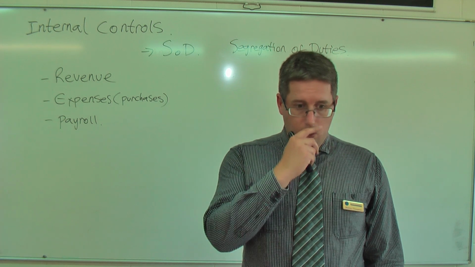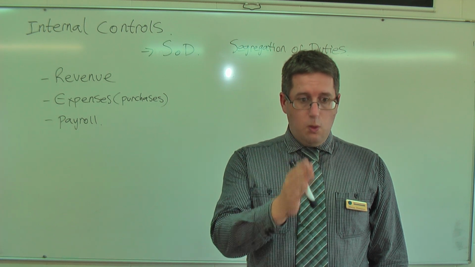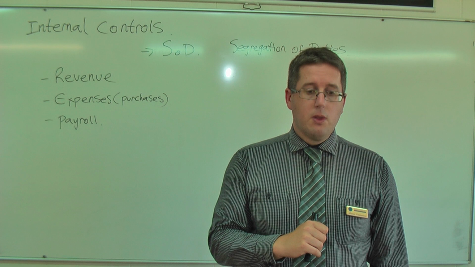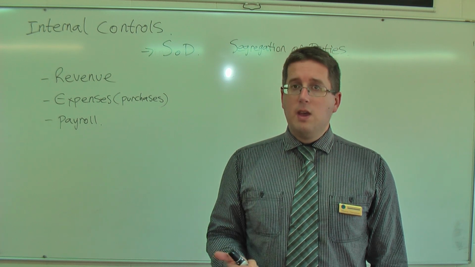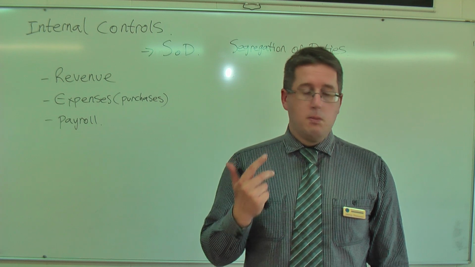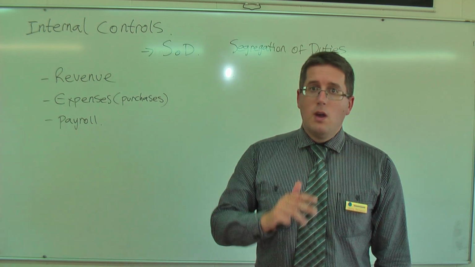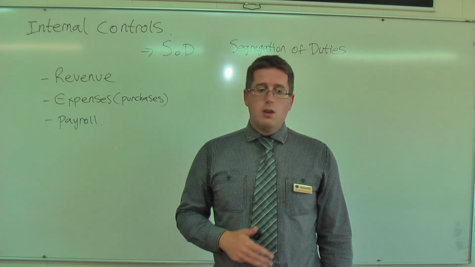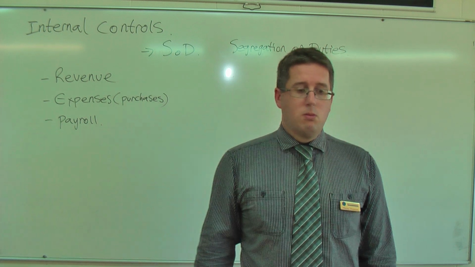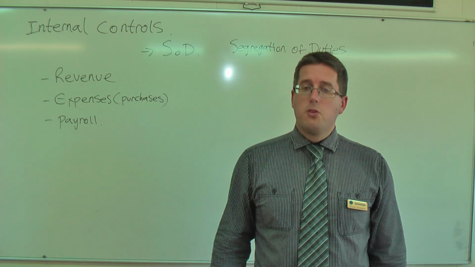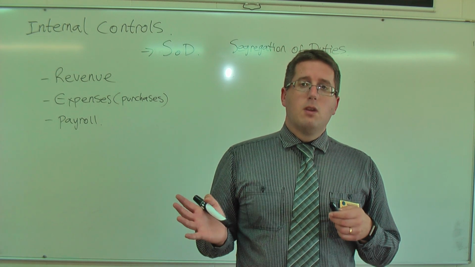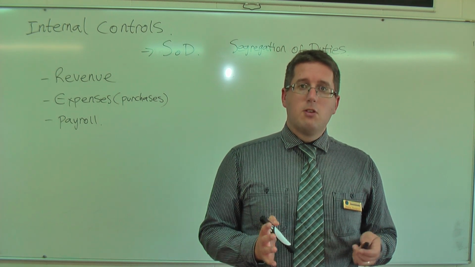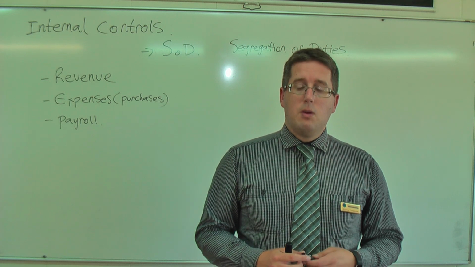So, an example from the PowerPoint. If the same employee oversaw ordering the wine or beer, then received the wine or beer, and then made the payment for it, there's nothing stopping them from ordering it for home use, arranging it to be delivered home, and then authorising the payment. So you have to have checks in place to make sure that doesn't happen.